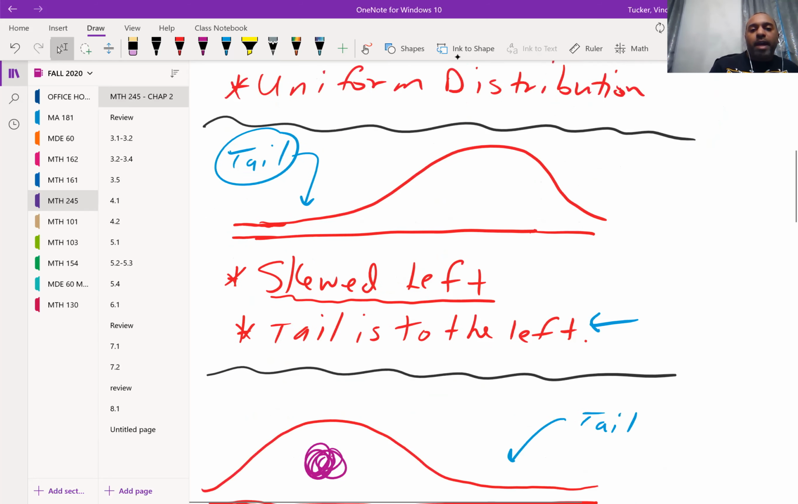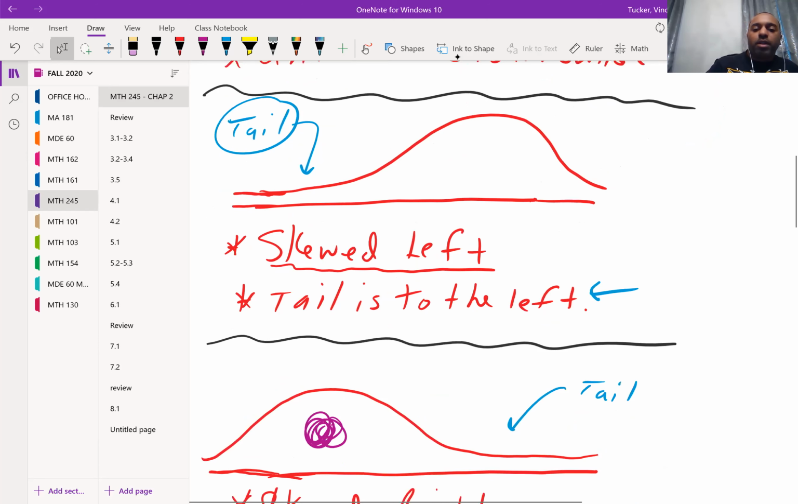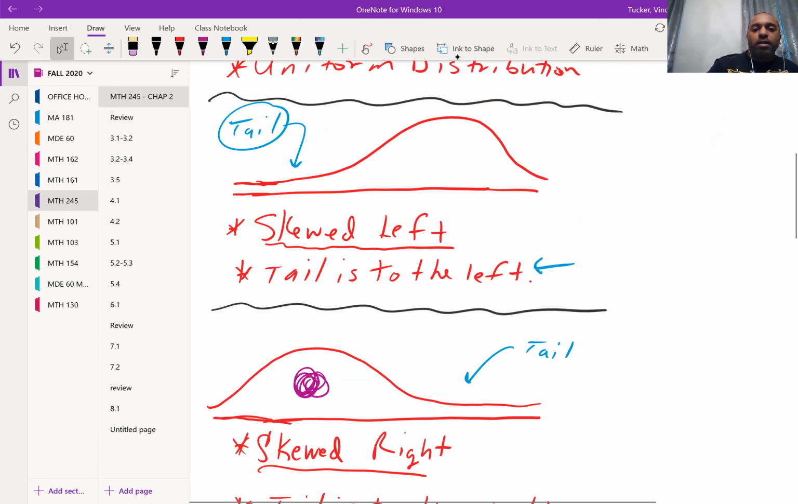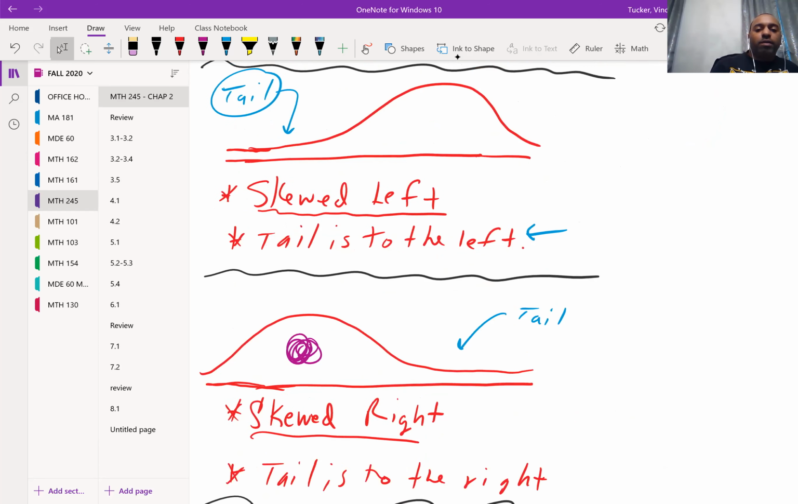And then the opposite happens if it's skewed right. That means the tail of your data is to the right and the bulk of your data is over here to the left. So being skewed left and skewed right really is referencing the tail.